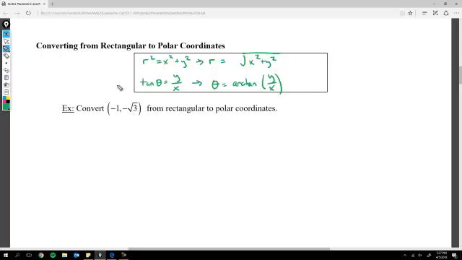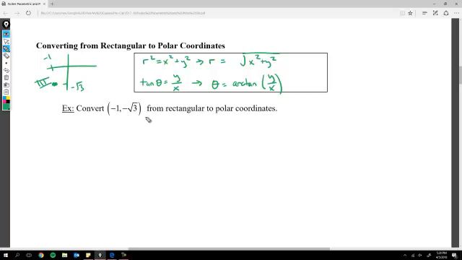Something that I typically do is just get an idea of what I expect from my answer. So if I convert -1, negative root 3 from rectangular to polar, well, first let's just graph this. So -1 would be about here, negative root 3 would be about here. So I'm expecting something in the third quadrant.